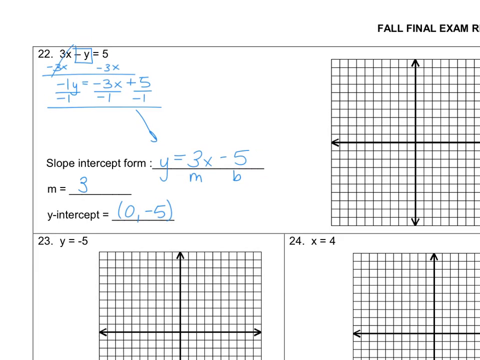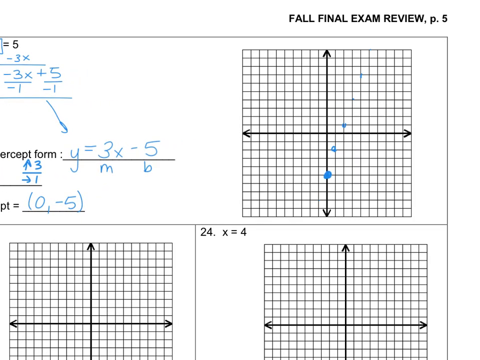So I got (0, -5) graphed on there. And then my slope, since it's positive, I'm going to go up 3 and then right 1. Up 3, right 1, up 3, right 1, up 3, right 1, over and over to get all my points. And then I'm going to lay a nice straight line with the side of my ID to get that straight line.